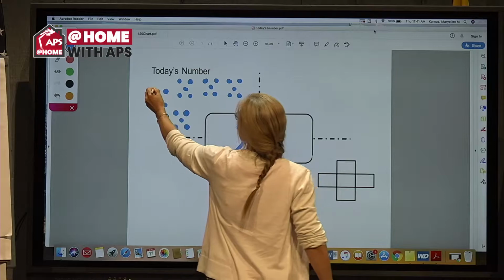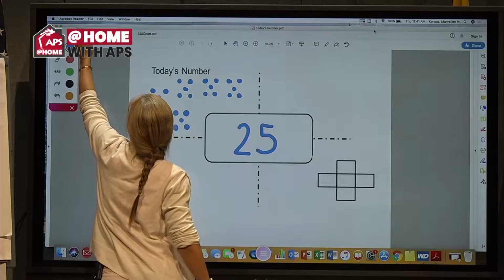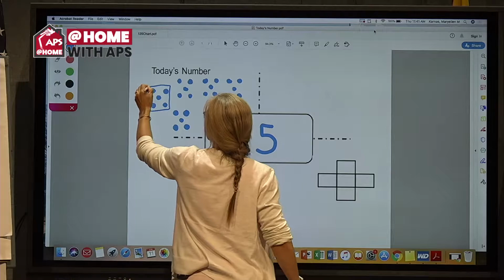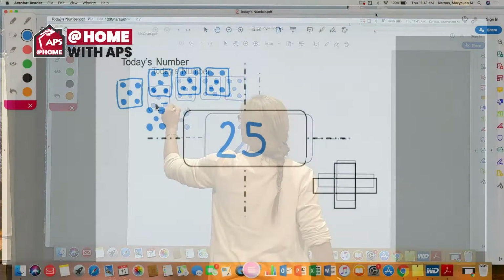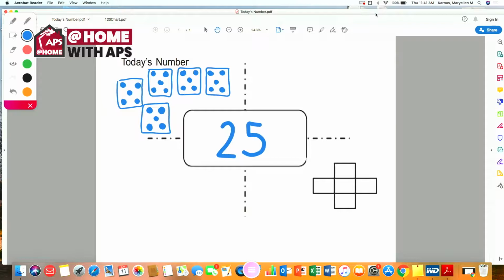Now I'm going to go to the thinner pen. One group of five here. Two, three groups, four groups, five groups of five in 25. Let's write a number sentence for that. Five plus five plus five plus five plus five would equal 25. Right? One, two, three, four, five fives would equal 25.